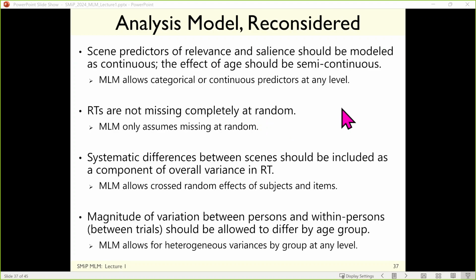And so putting that all together, we need to have continuous predictors that differentiate our items and not artificially discrete conditions. We need to be able to allow missing response times under an assumption of missing at random, meaning conditionally random and not completely at random. We need to be able to model all the reasons why people differ from each other and why items differ from each other, not just the ones that we have in our data set. And we need to allow differential leftover variability for the younger adults than for the older adults.